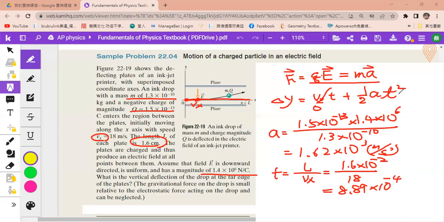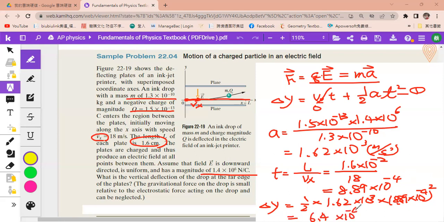And now you just plug back into the formula 1. So the delta y would be half and 1.62 by the power of 3, sorry, the 3, right? And 8.89 by the power of -4 of 10 squared. So the delta y is 6.4 by the -4 of 10 meter. Or you can just say it would be a millimeter, right?